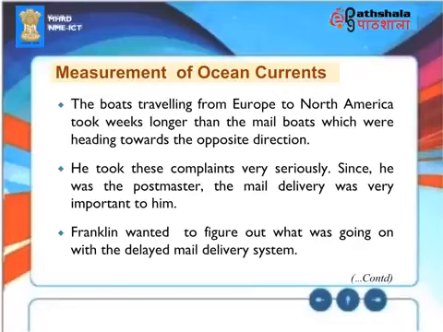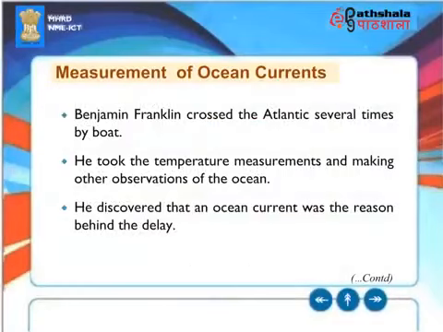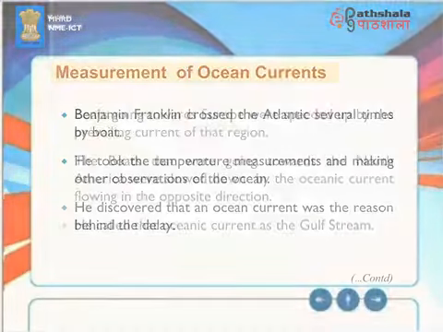Since he was the postmaster, the mail delivery was very important to him. Franklin wanted to figure out what was going on with the delayed mail delivery system. Benjamin Franklin crossed the Atlantic several times by boat. He took temperature measurements and made other observations of the ocean. He discovered that an ocean current was the reason behind the delay.